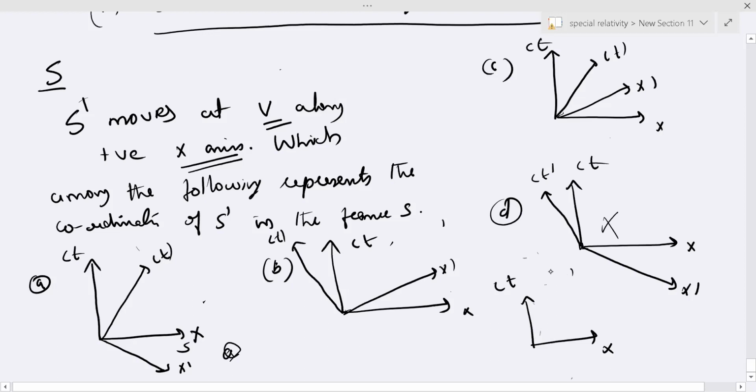Should I say it once more? Right, I said it a little while ago. If you look at this frame, I'll just draw here.